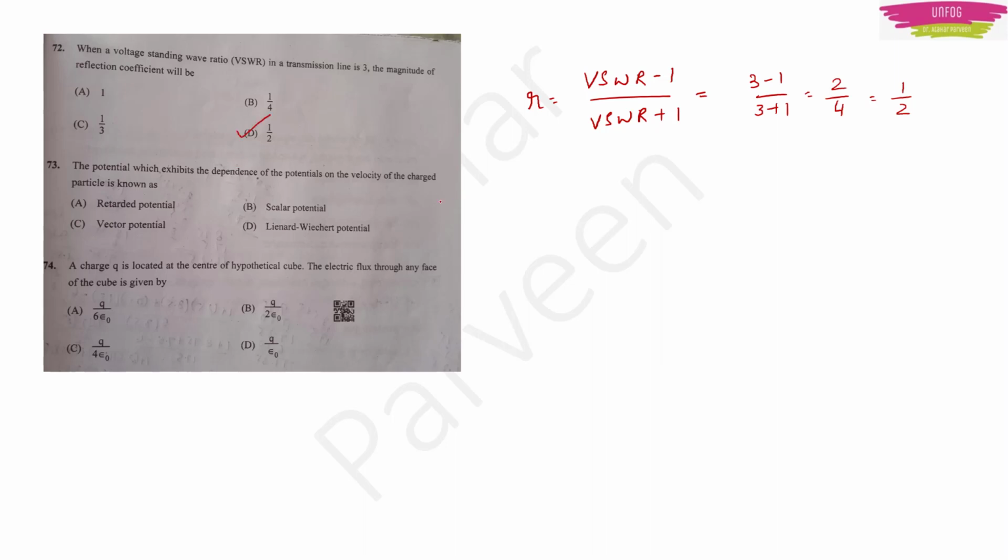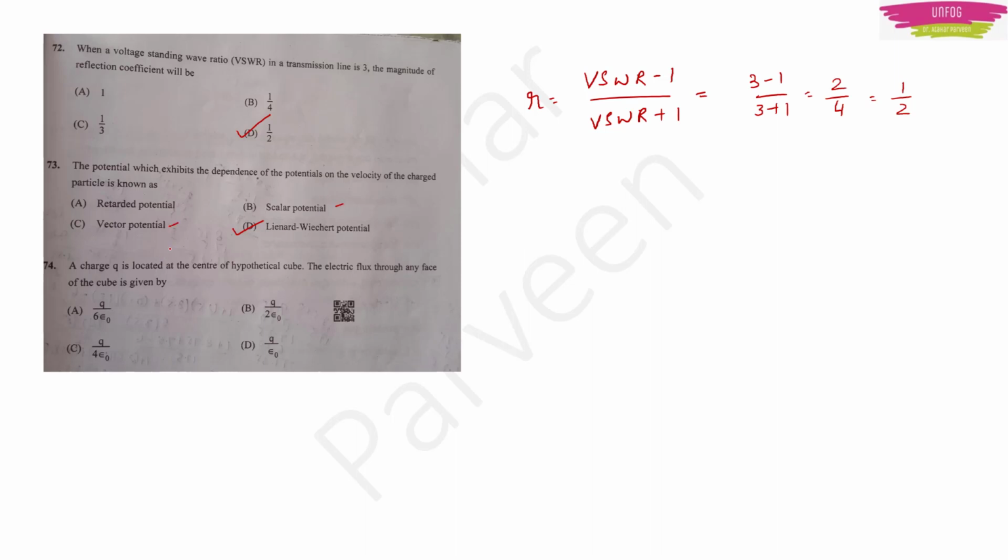D. Next question is the potential which exhibits the dependence of the potentials on the velocity of the charged particle is known as retarded potential, scalar potential, vector potential, Liénard-Wiechert potential. Liénard-Wiechert potential is the right answer, because this Liénard-Wiechert potential describes the classical electromagnetic effect of moving electric point charge. This is describing in terms of scalar and vector potential.